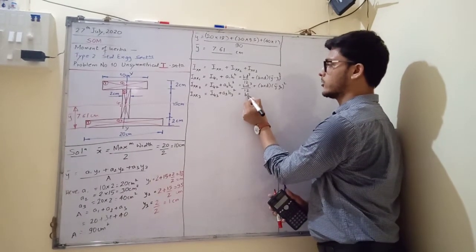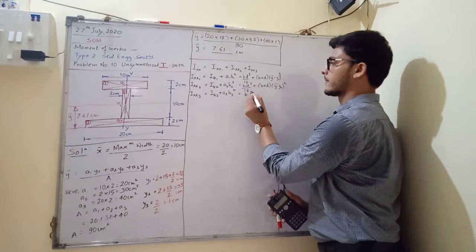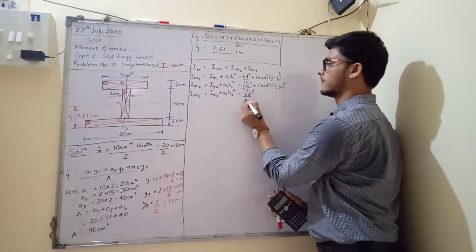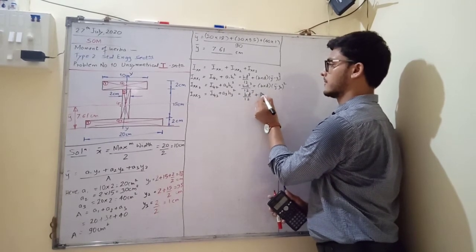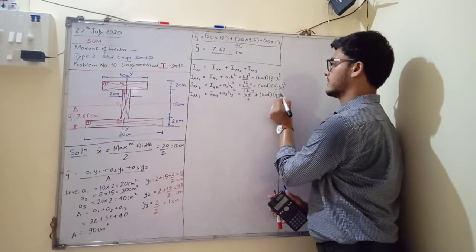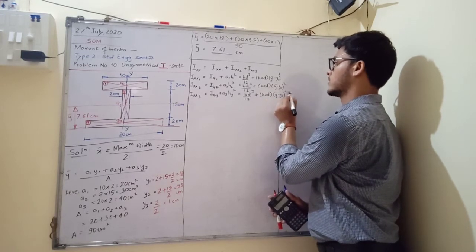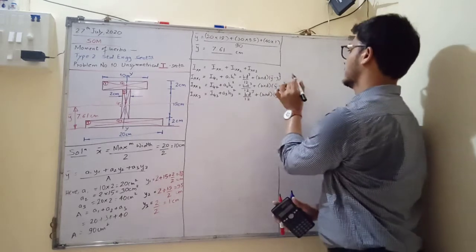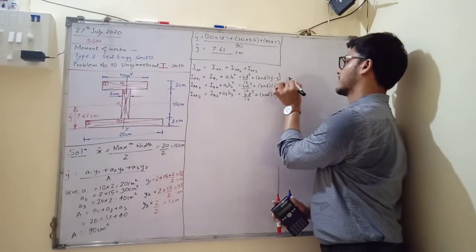Ig3 is BD cube by 12 plus B into D, y bar minus y3 the whole square. Now you have to substitute the values and find the answer.